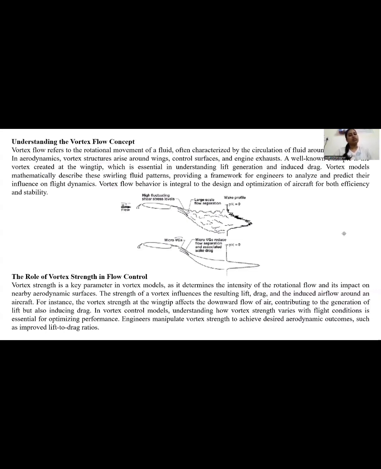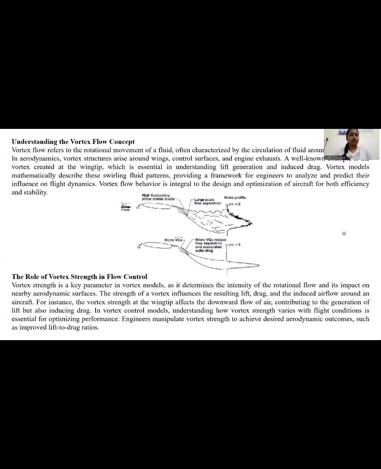Vortex flow refers to the rotational motions of the fluid, often characterized by circulation of fluid around a central axis. In aerodynamics, vortex structures arise around wings, control surfaces, and engine exhaust. A well-known example is the vortex created at the wing tip, which is essential in understanding lift generation and induced drag. Vortex models mathematically describe these swirling fluid patterns, providing a framework for engineers to analyze and predict their influence on flight dynamics. Vortex flow behavior is integral to the design and optimization of an aircraft for efficiency.